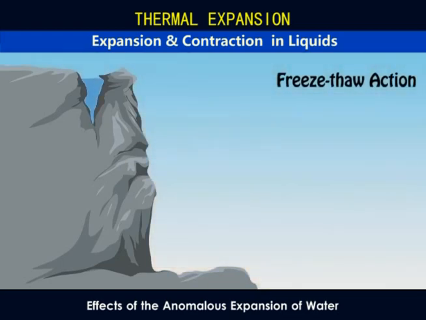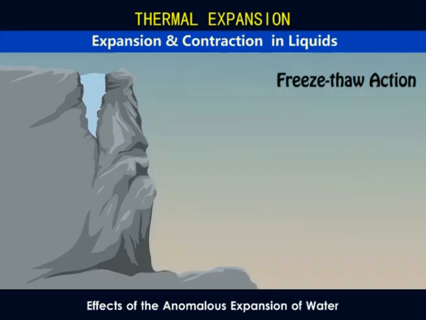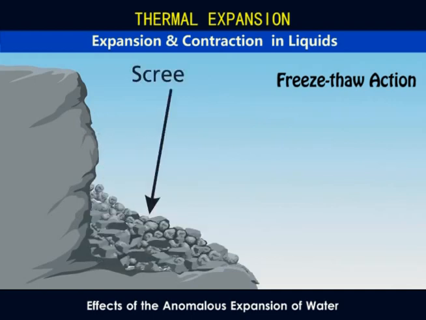rocks. At daytime, the ice thaws and contracts. Over time, the freeze and thaw cycle continues to occur, weakening the rock and eventually forces the pieces to break off. These broken rocks form what we call scree at the base of a mountain.